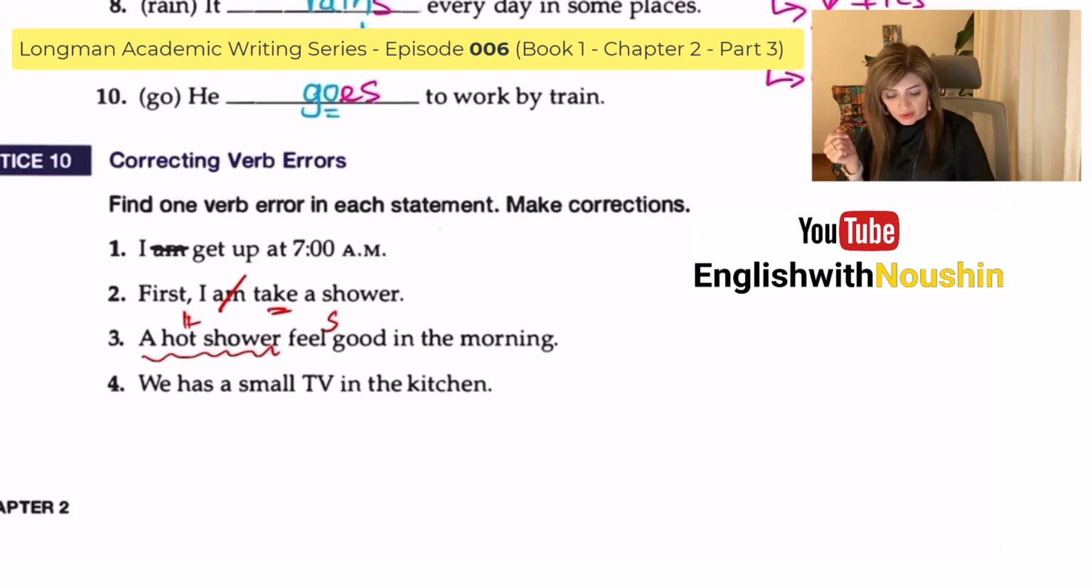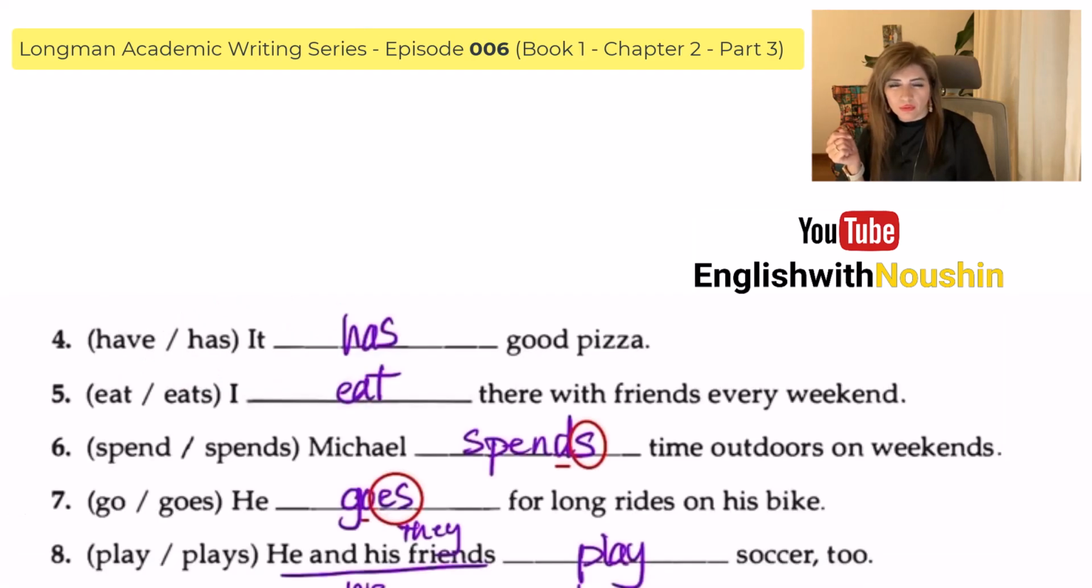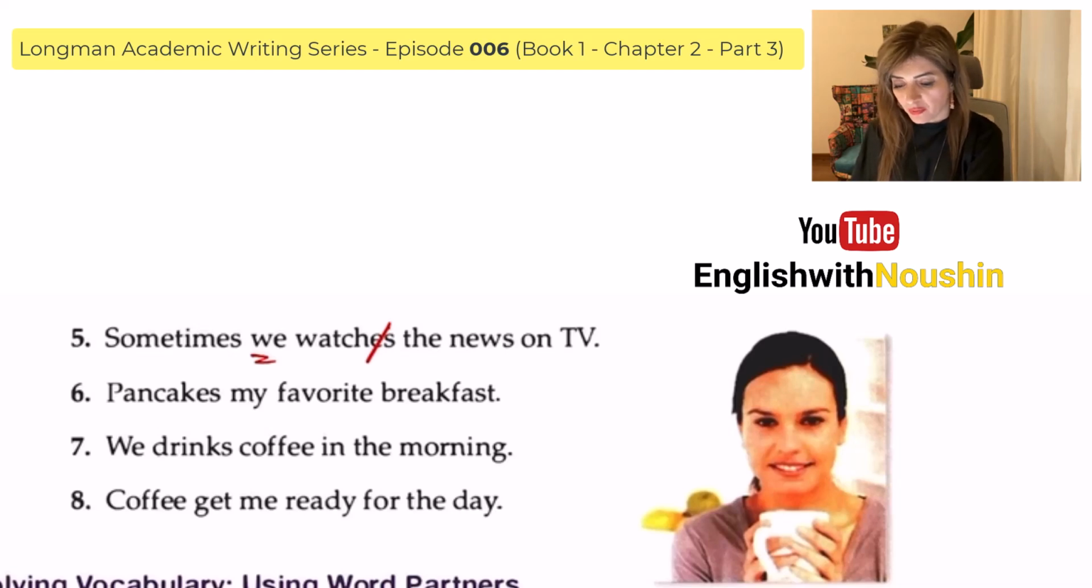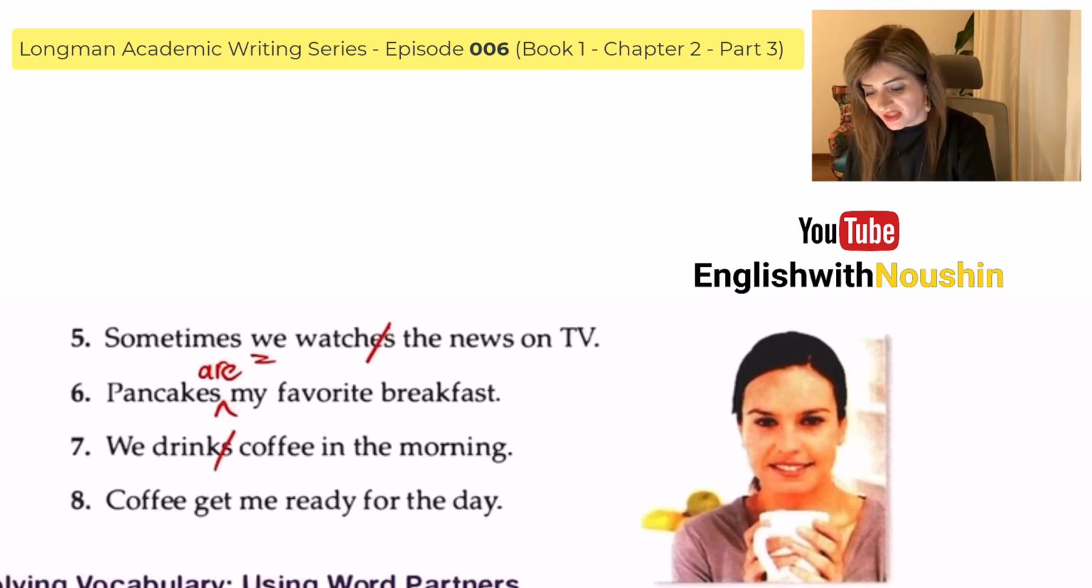We have a small TV in the kitchen. We have. You know, after a while, they become automatic. You don't need to think. Sometimes we watch the news on TV. Pancakes, my favorite breakfast. Where's the verb? My pancakes are my favorite breakfast. We drink coffee in the morning, and coffee gets me ready for the day.